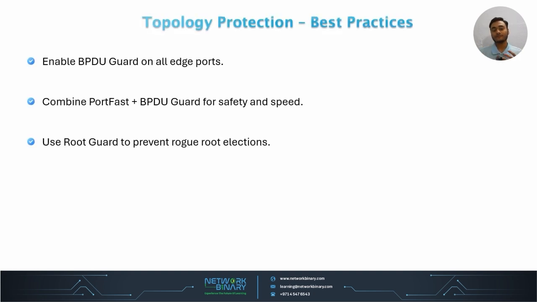Then what are the different options that we have in terms of protecting the topology? What are going to be the best practices? Combine your PortFast with BPDU Guard for safe, fast edge ports. And again, don't forget Root Guard to prevent rogue root elections, keeping someone from hijacking your root bridge. Together, all these features lock down your STP design.